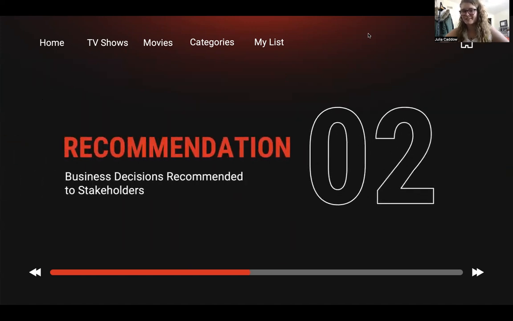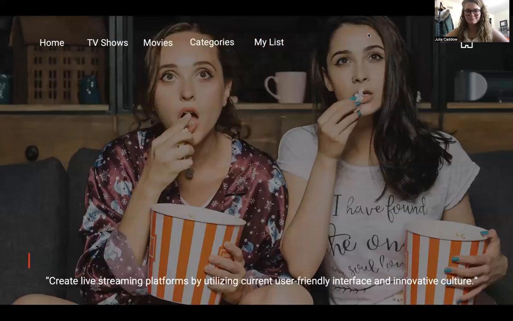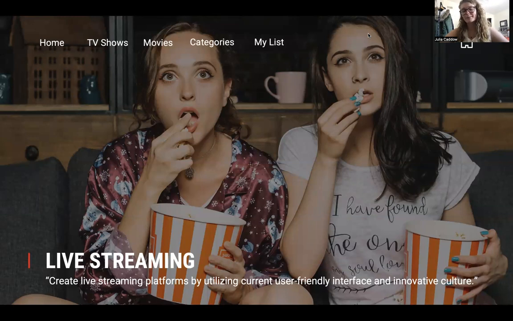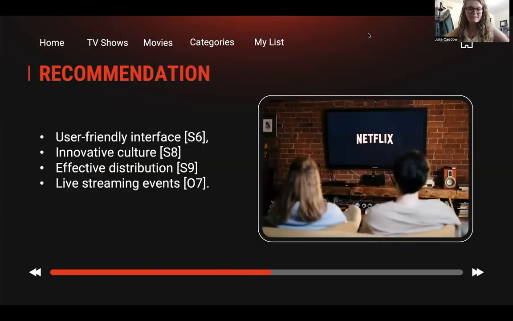Next, we have our recommendation, the steps that Netflix should take in order to gain a competitive advantage. We do recommend a live streaming service to be adapted into Netflix to create live streaming platforms by utilizing user-friendly interface and innovative culture. This uses several strengths of Netflix from the IFE and the EFE matrix, including their user-friendly interface. Netflix's platform is extremely easy to navigate, and adding on a live streaming feature to watch up and current new events would be extremely beneficial for Netflix customers and leadership.